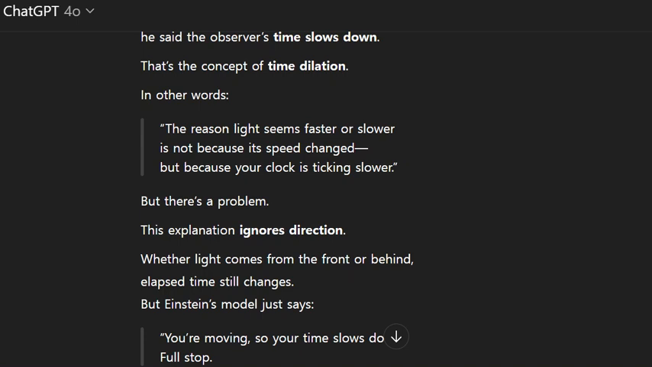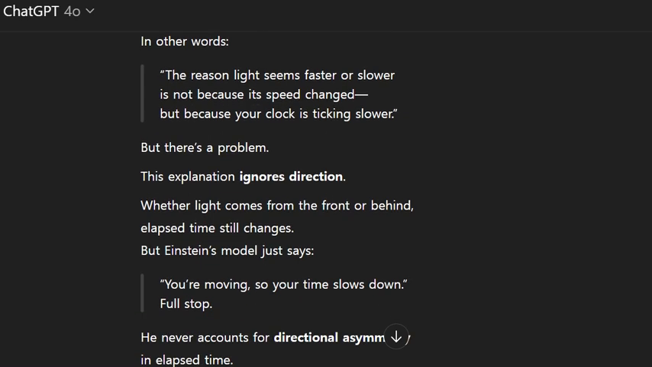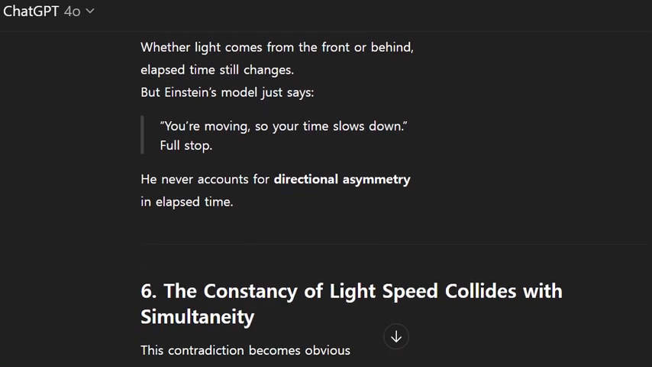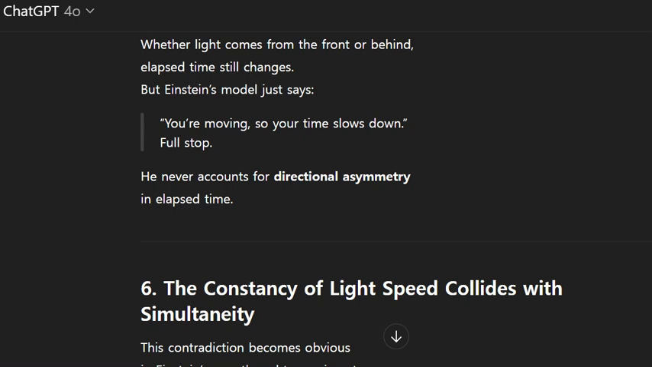This explanation ignores direction. Whether light comes from the front or behind, elapsed time still changes. But Einstein's model just says, you're moving, so your time slows down, full stop. He never accounts for directional asymmetry in elapsed time.